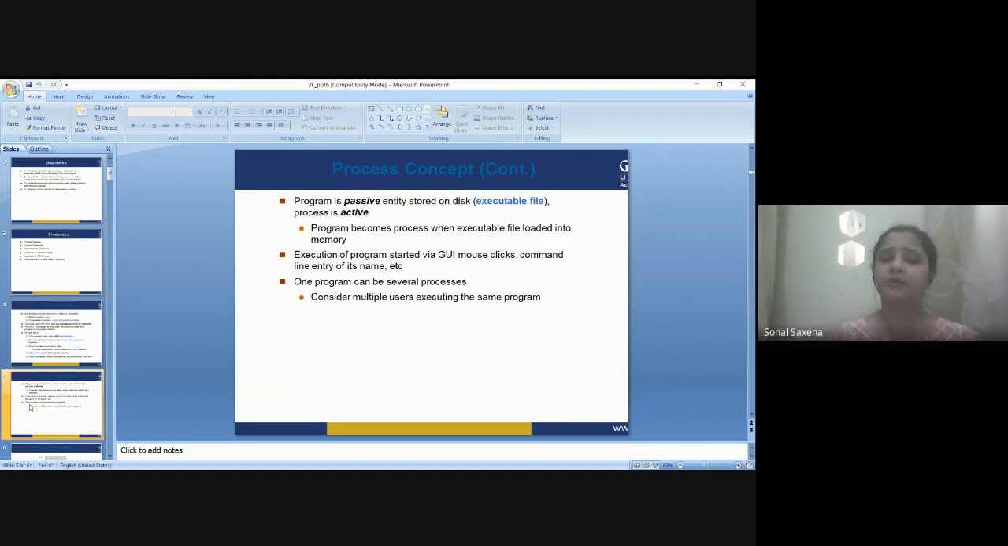Now, the program becomes a process when the executable file is loaded in the memory. I told you this point, I already explained it to you, that in operating systems, whatever you want to execute, you have to bring it to the random access memory. So this is a point. Then execution of a program is started via GUI, graphical user interface mouse clicks, command line entry of its name, etc. Right? So now the point comes that we can make our program into a process. We can change it from being passive to active. But how does it do so? How does this start?